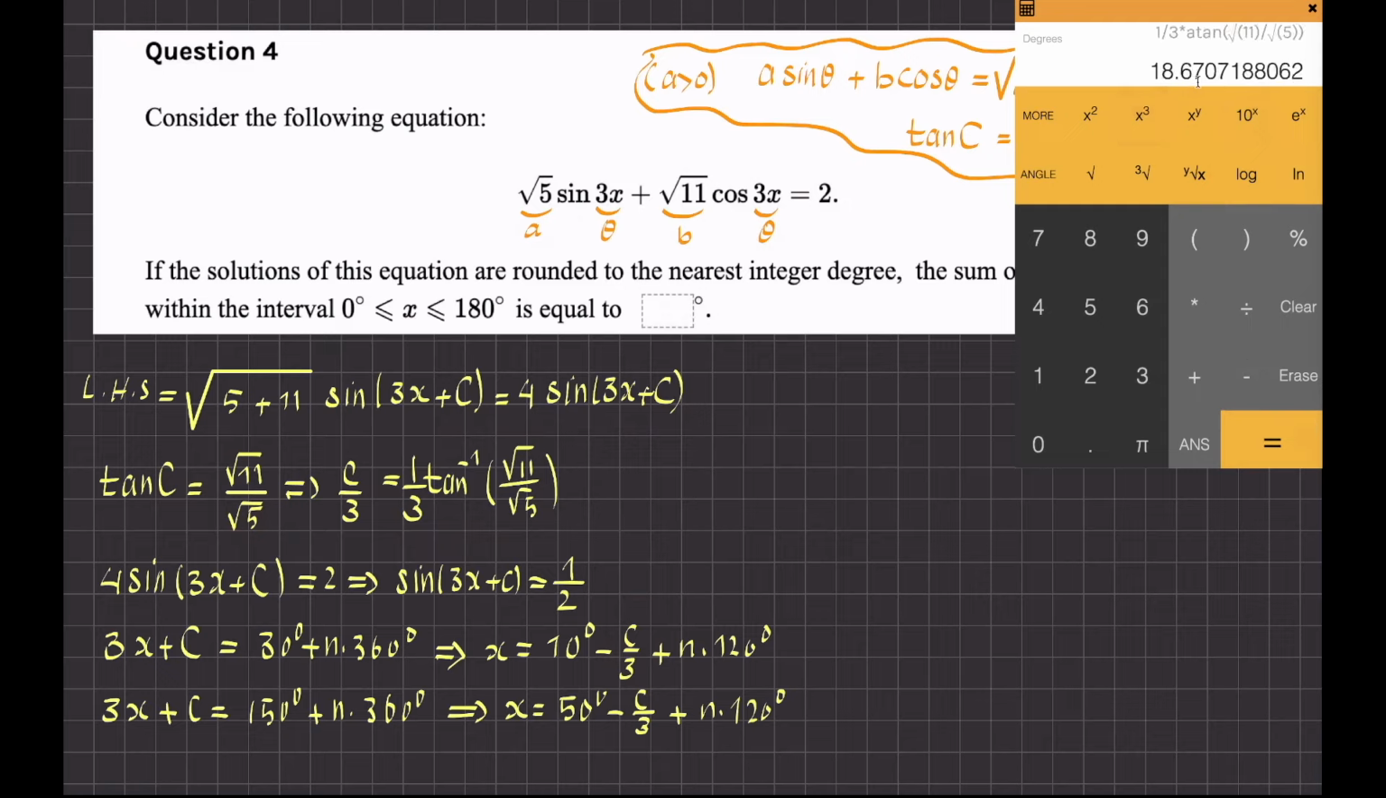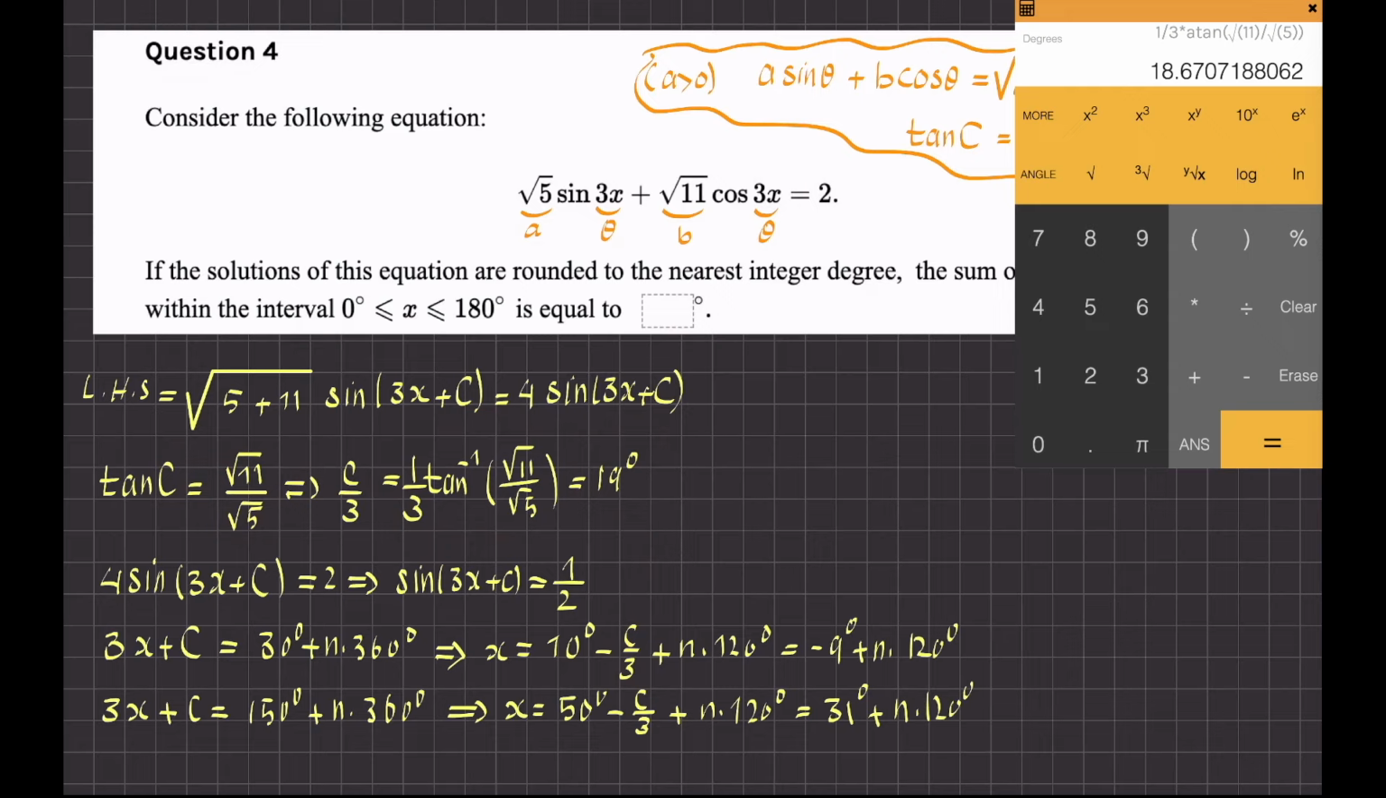So 18.67. I want to round it to the closest integer, so the answer will be 19 degrees. So the answer that I have to write here is 19 degrees. Now what we will do is take this number, 19 degrees, and put it here. 10 minus 19 degrees is minus 9 degrees. So it becomes minus 9 degrees plus n times 120 degrees. And if I put 19 degrees here, 50 minus 19 is 31 degrees plus n times 120 degrees.